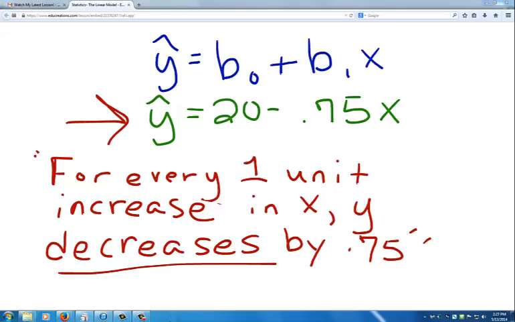If your slope is positive, then your regression line is moving upward on the graph. In other words, as x is increasing, y is also increasing. Whereas if you have a negative slope, as x is increasing, your y values are decreasing.